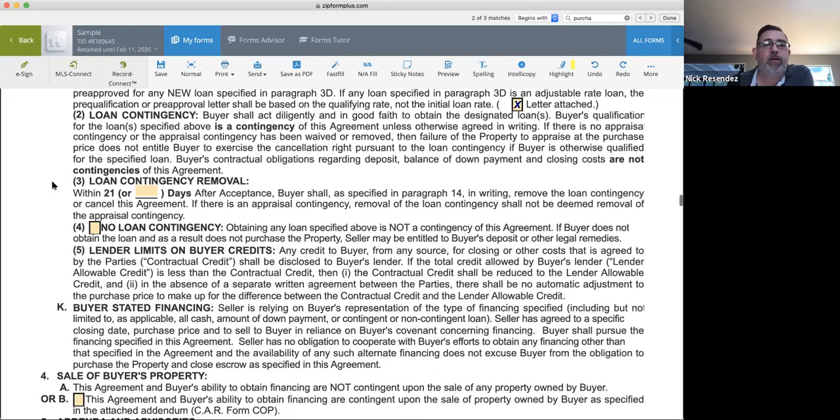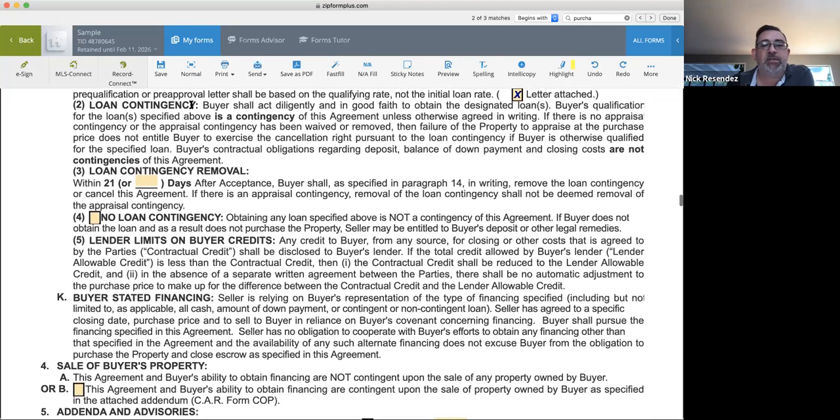J2, loan contingency. So we just had the appraisal contingency. Now we've got our loan contingency. Buyer will act diligently in good faith to obtain the loan. Buyer's qualification is a contingency of this agreement, right? So the default is that the transaction is contingent on getting financed, okay?